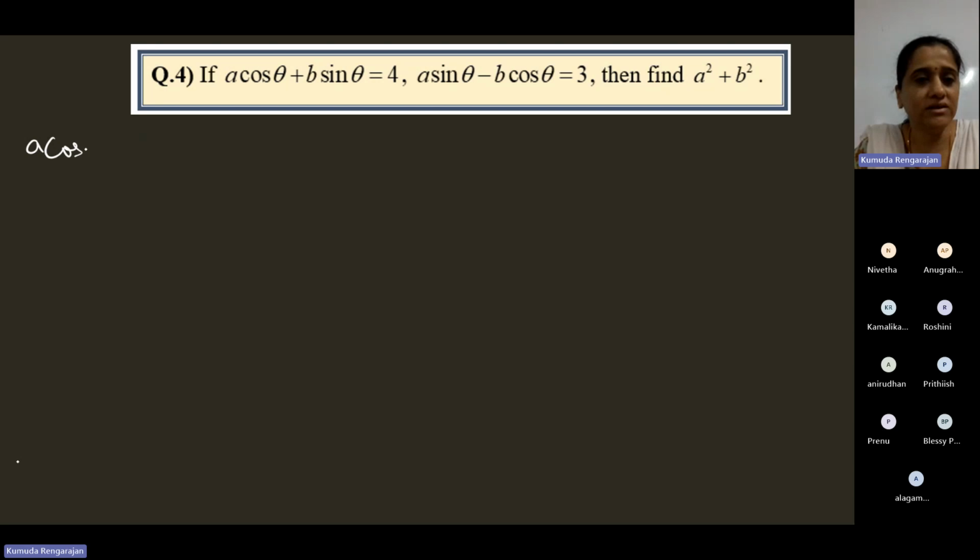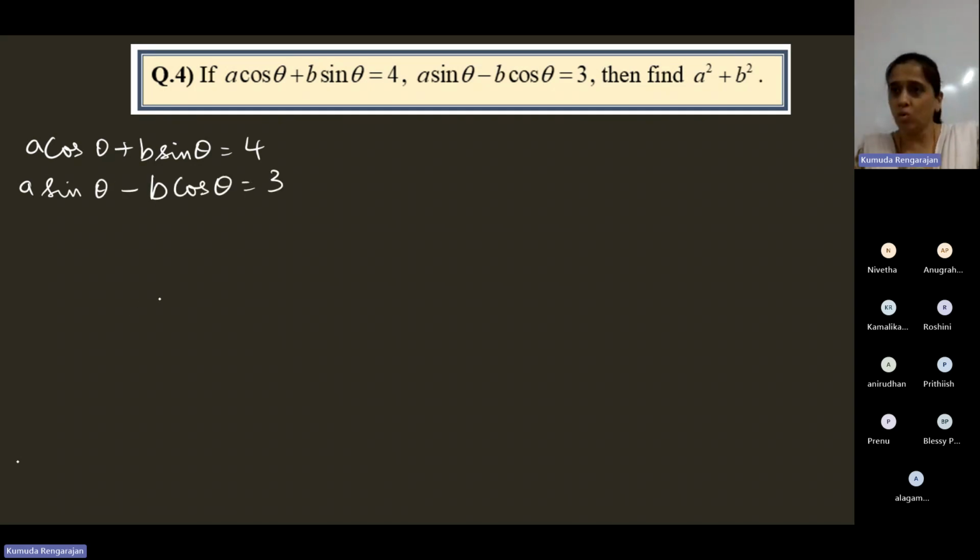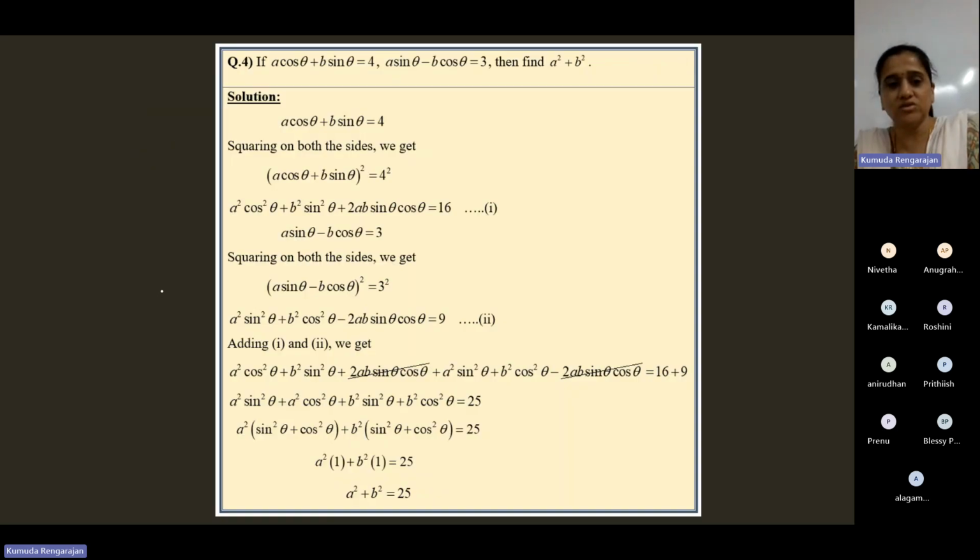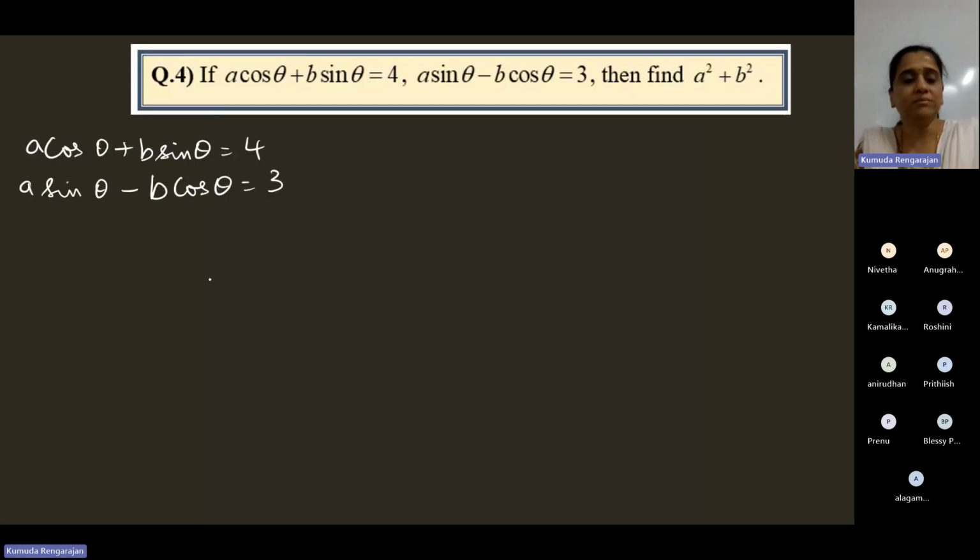So a cos theta plus b sine theta is equal to 4. A sine theta minus b cos theta is equal to 3. So this method you work by yourself at home. I'll teach you this alternate method. Okay.